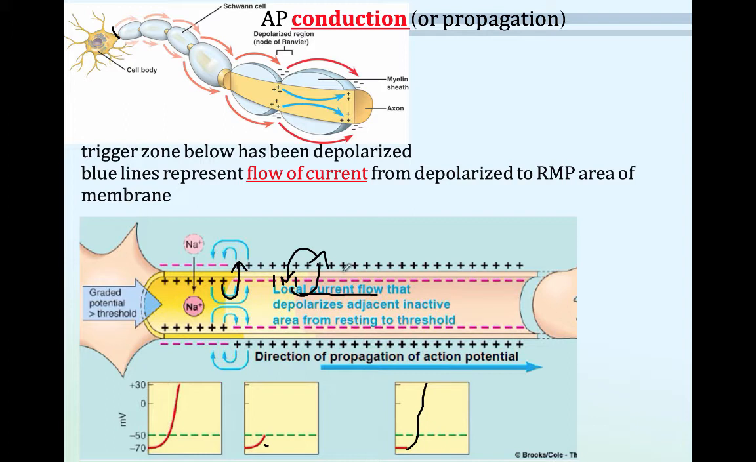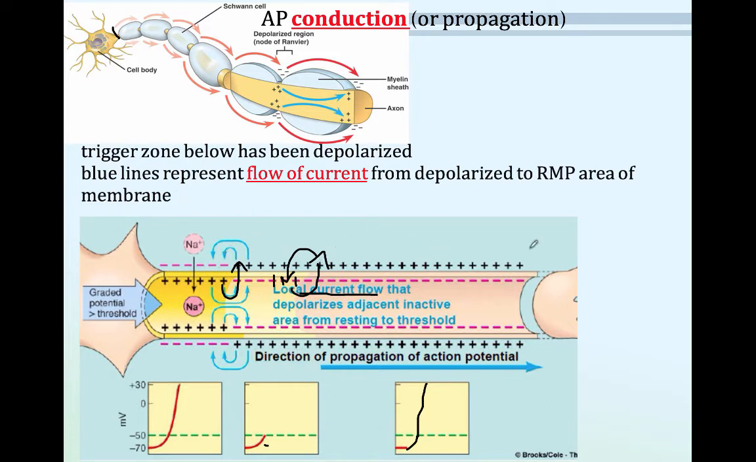And so that process will continue. An action potential here will stimulate the creation of an action potential here. And the action potential here will stimulate the creation of the action potential here. And so we don't really move the action potential from the trigger zone down to the synaptic knob. We use the action potential at the trigger zone to create another action potential, another, and another, and another.